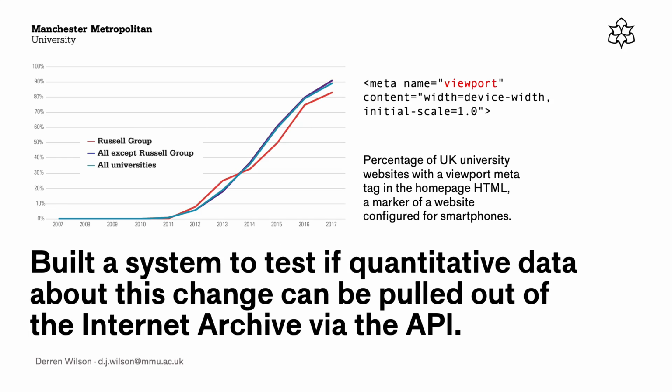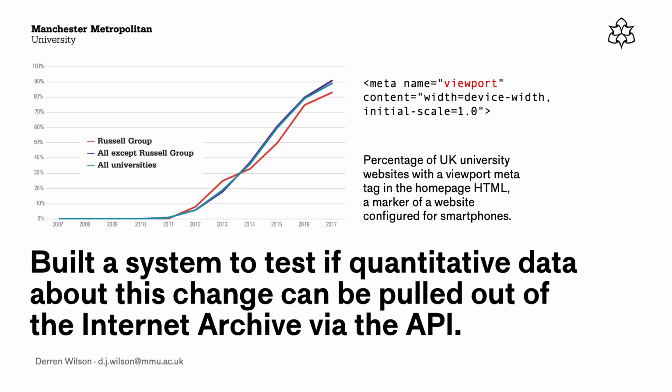The first thing I wanted to do was to look at the change over time. So I obviously needed to use the Internet Archive to get at older versions of websites. I started playing around with the Internet Archive and its API, and I built a system where you can feed it a list of URLs and it will go and look for the meta viewport tag, which is one way of telling whether a website understands the world of responsive web design. And we can see here a graph of the UK university websites slowly going responsive over time.